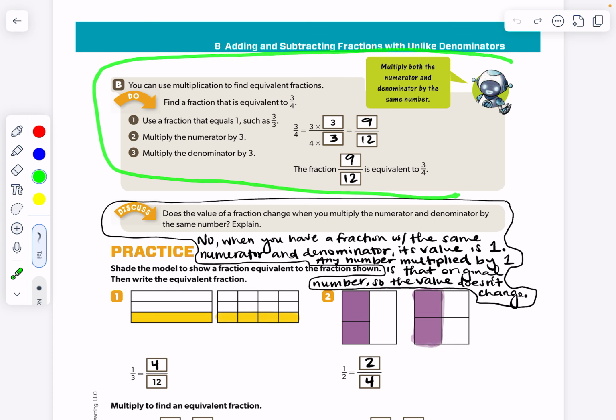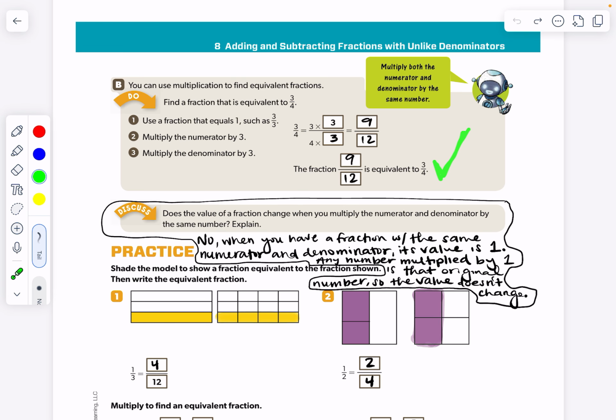Then you're going to go ahead and also model for students the multiplication way. So it tells you that they want you to find an equivalent fraction for 3/4, but using a fraction that equals 1, specifically 3/3, right? We talked about this. The numerator and the denominator have to be the same if you're going to create an equivalent fraction. So they want you to use 3/3. That's what we're going to use. And so when we multiply, we get 9/12.